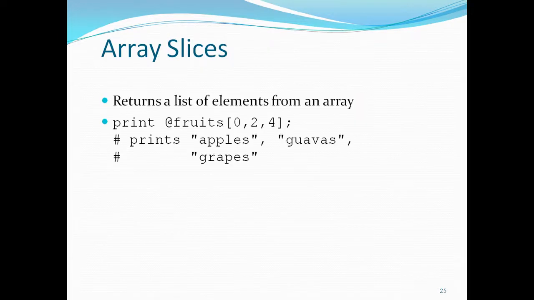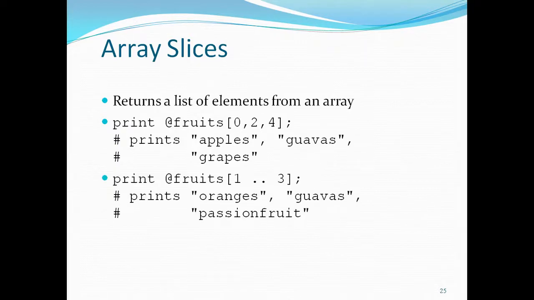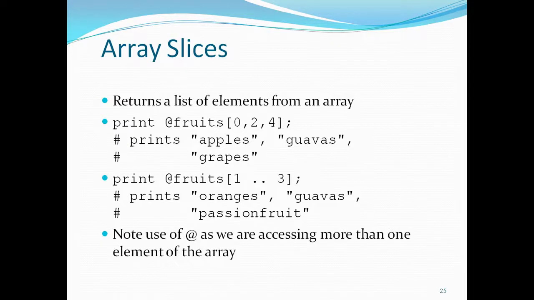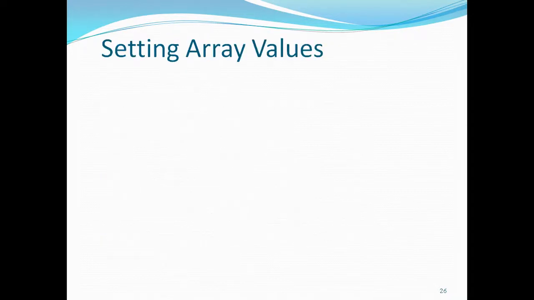Array slices. You can print multiple values within an array. If you wanted to print multiple values, since you know the index of those particular values, then you can directly go for @fruits[0,2,4], so it prints apples, guavas and grapes. The same way, you can give a range 1 to 3, so you can print all those elements. Note the use of @ for more than one element of the array.